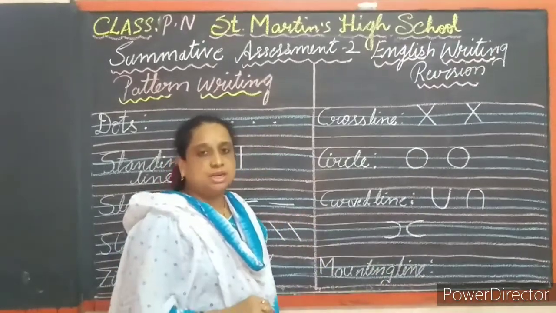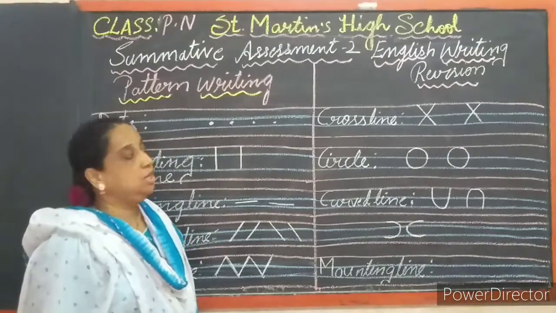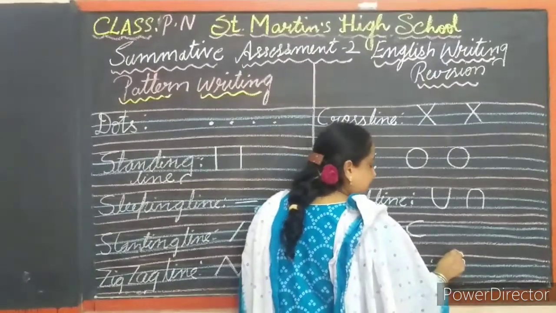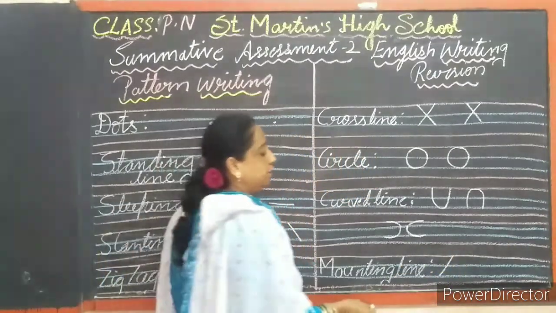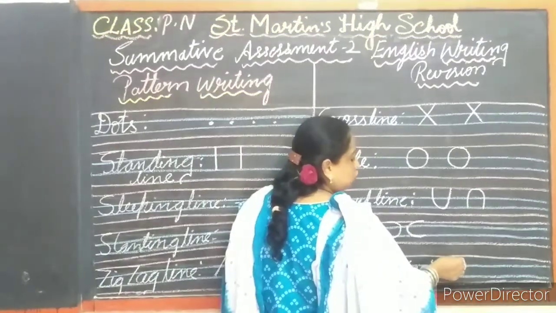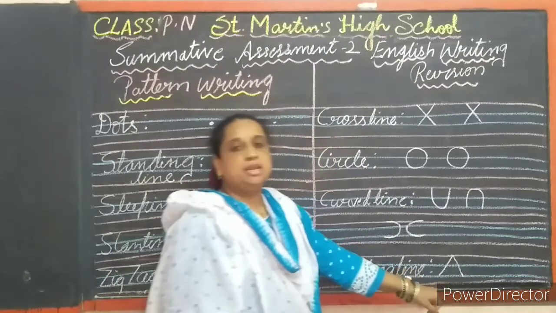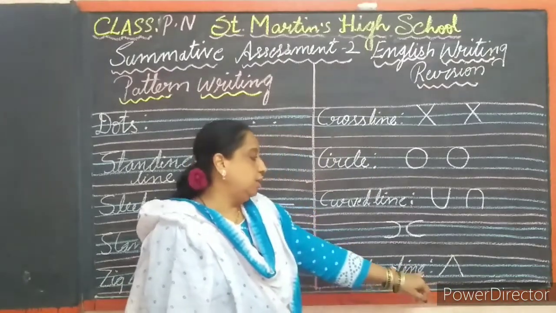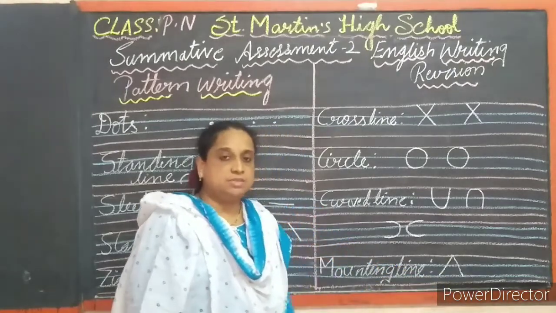Next is mountain line. Mountain line is also very easy. With the help of the slanting line only, we should write the mountain line. First you should draw one right slanting line from the top red line to the second blue line. Again one left slanting line, joining to the right slanting line. Again draw one left slanting line, makes mountain line. Understood, children? I hope you all are learning by seeing the blackboard, and also you are writing with me.